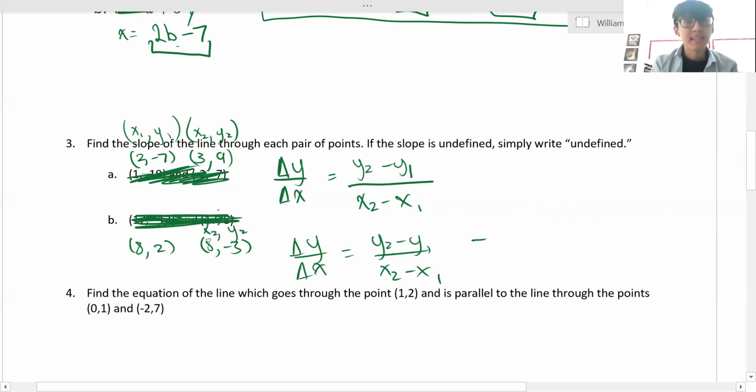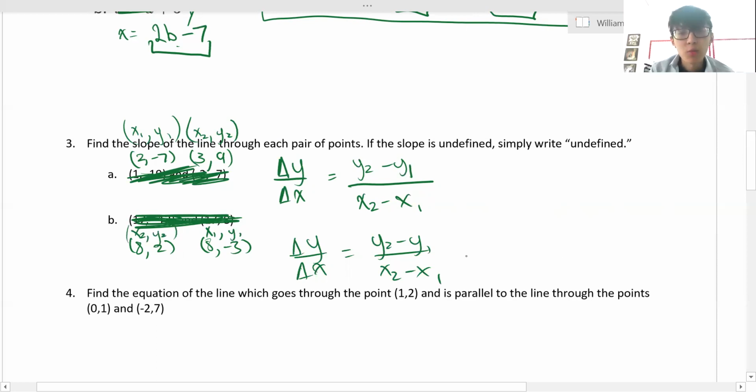Also, one thing that I want to note is that it doesn't actually matter which one you choose as x1 or which is the second pair of points. So I could replace them as this. So this could be x1 comma y1, x2 comma y2. It's going to be the same result.